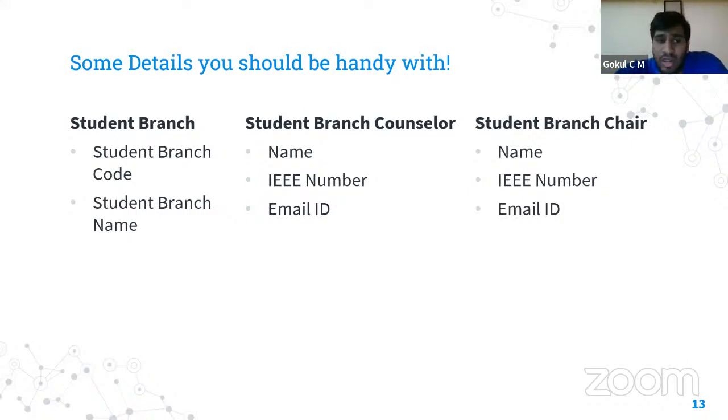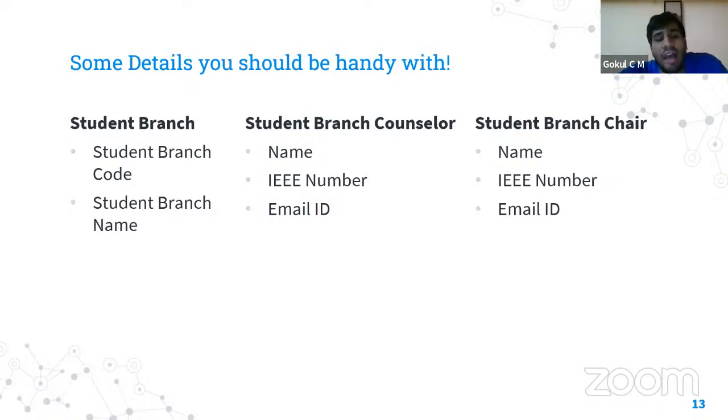So there are some details you should keep handy. First one is the student branch code. If you don't know, don't worry about it. Go to the student branch reporting, your officer reporting. Here your SB's name would be there. Then the student branch's complete name. If you ask me, I'm from GEC Barton Hill. So what we usually refer to is IEEE SB GECBH. Actually, it's not the student branch name. The student branch name is IEEE Student Branch Government Engineering College, Barton Hill. So you should have the full name of the student branch when you go for applying for awards. Don't use shorthand names. It will harm you at the end.